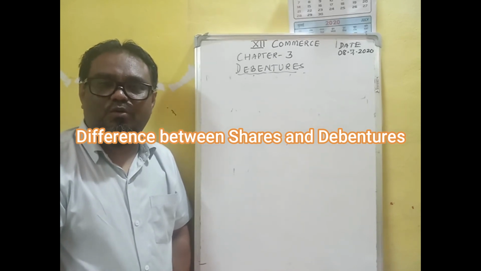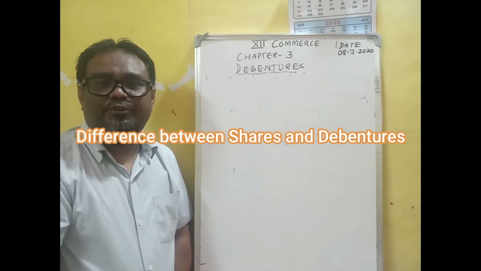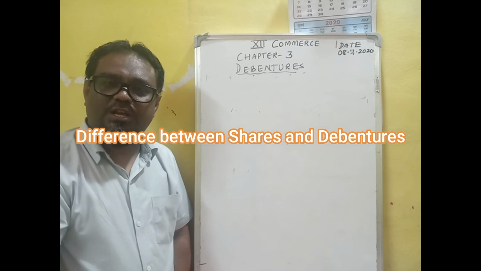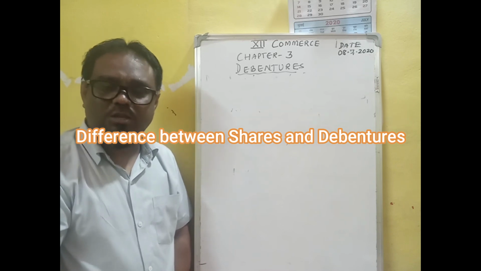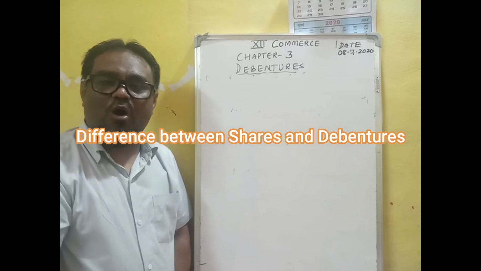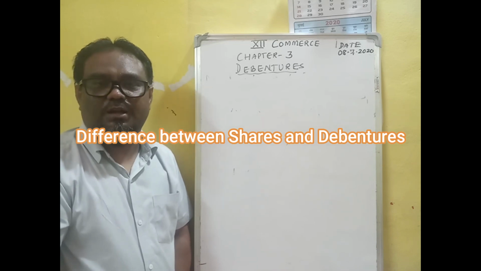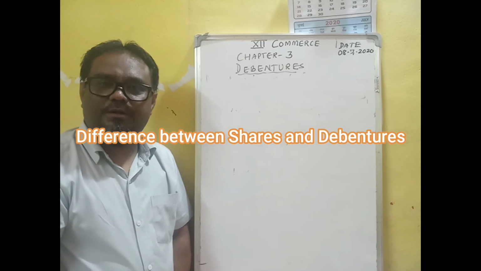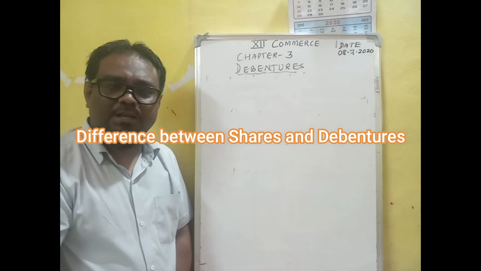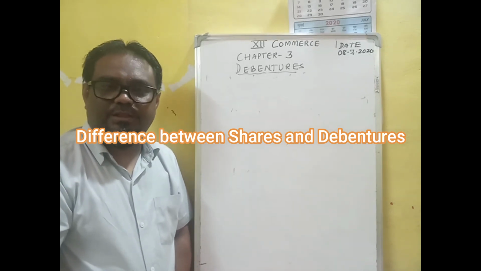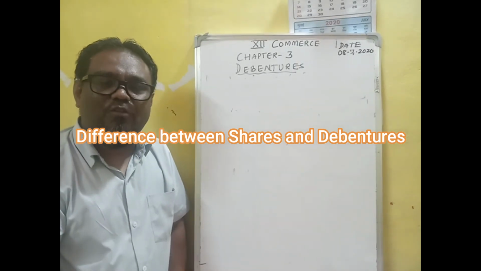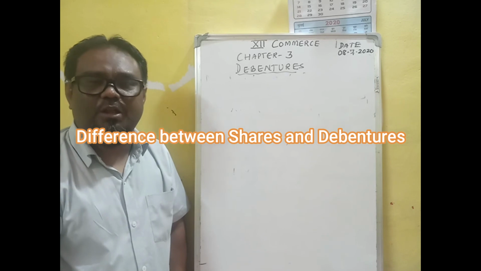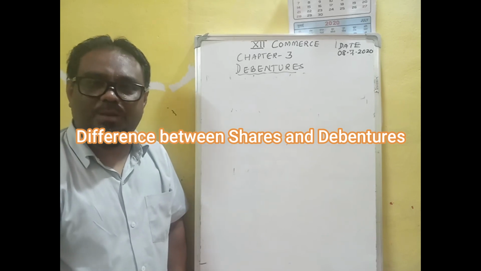Dividend is paid to the shareholders only when there is a profit. Interest is paid to the debenture holders irrespective of profit or loss. Whether there is a profit or loss, the company has to pay interest on debentures to the debenture holders. The value of shares may increase or appreciate, but the value of debentures always remains the same.